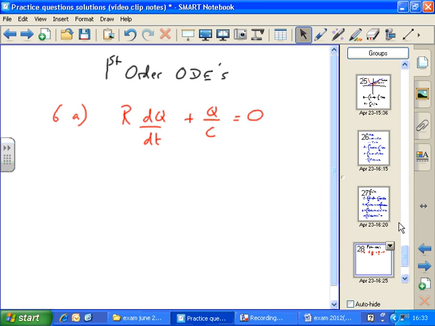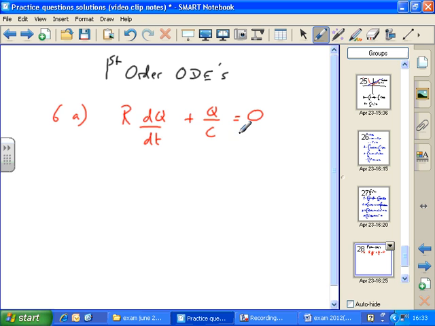Okay, solving first order ordinary differential equations. Well, first of all, I know this is a first order ordinary differential equation because it's got just the first order differential in it. So that's dq by dt, and it's got an equal sign in it, so I know it's an equation. So this is a first order ordinary differential equation.